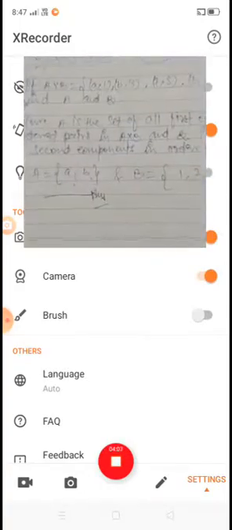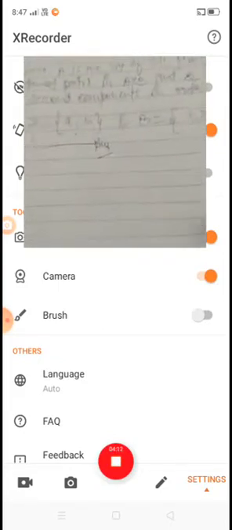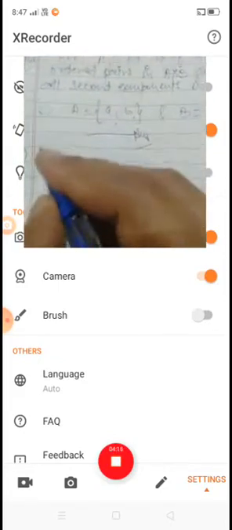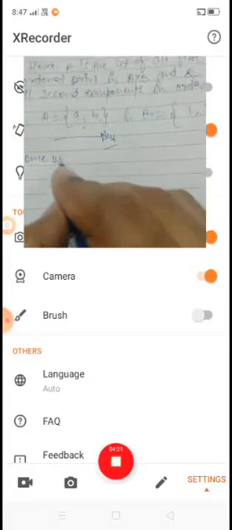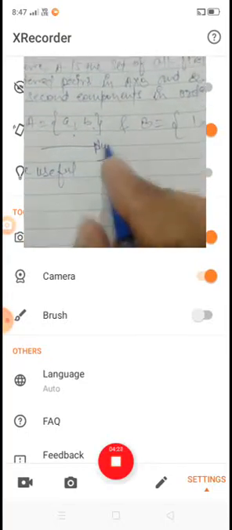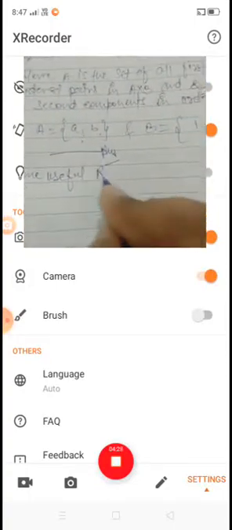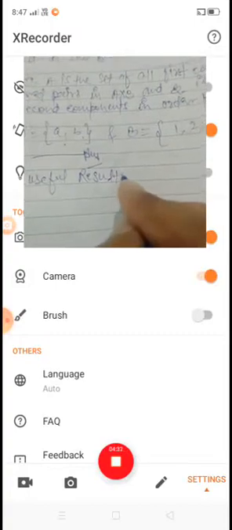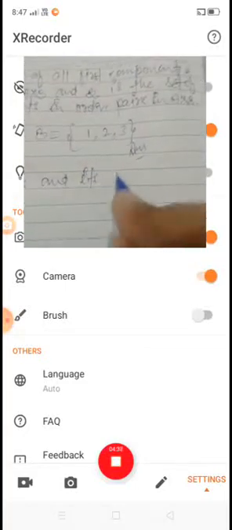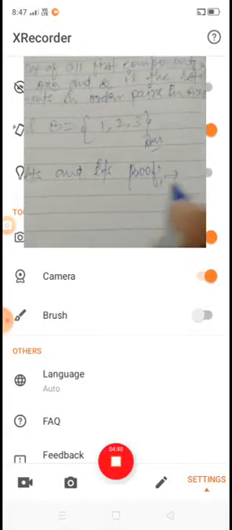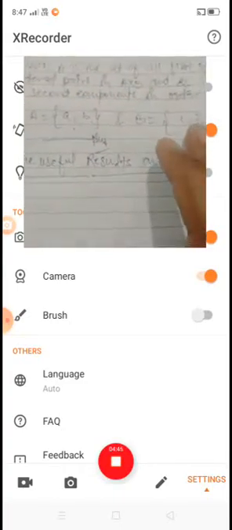Now we take some other topic. Now your new topic is some useful results and their proof. Some useful results and their proof. This is the new topic of relations.